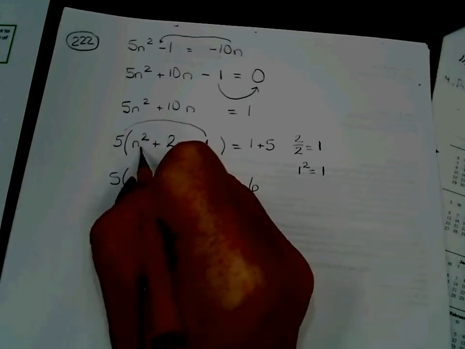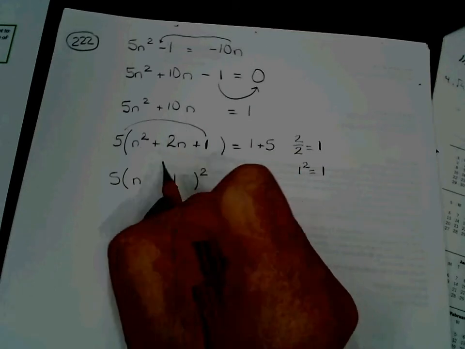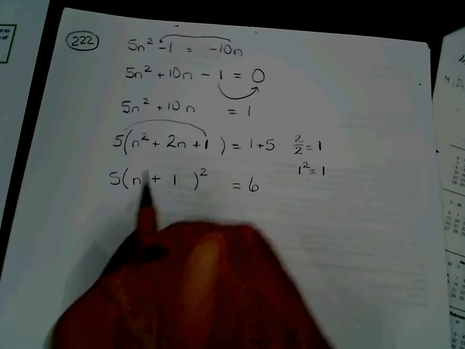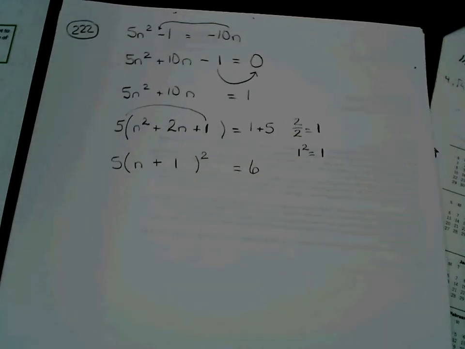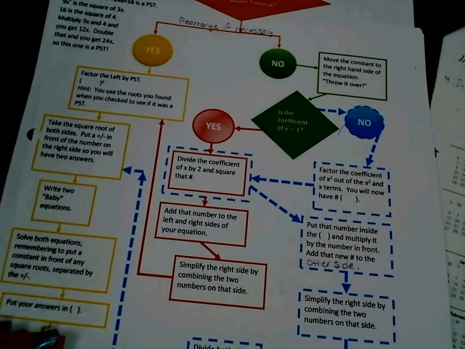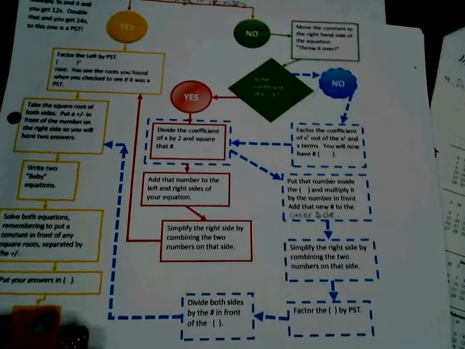So the square root of n squared is n. The square root of 1 is 1. It's the sign in the middle. Now I'm to there, and I'm to this box. Factor the parentheses by PST.